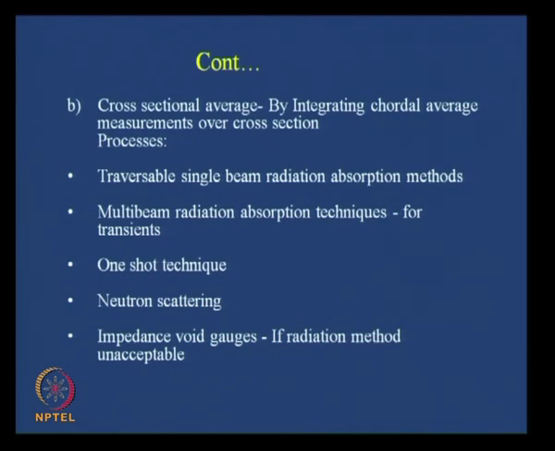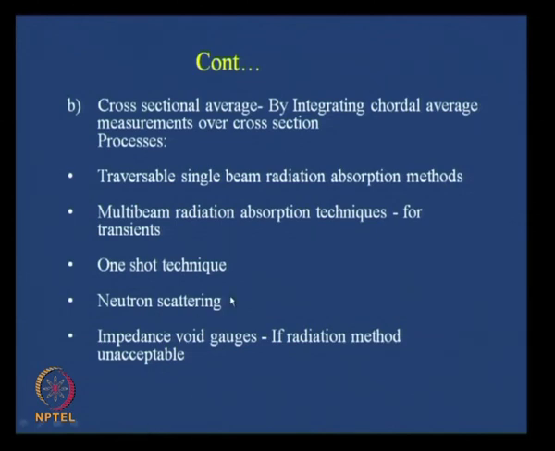Next is the cross sectional average void fraction. I have already discussed the different ways by which we can obtain the cross sectional average. It can be either by radiation absorption or by impedance techniques. We have to integrate chordal average measurements over the cross section, and I have already told you the different methods. Either we can traverse a single beam radiation or use a multi-beam radiation at one time. Multi-beam radiation is useful for transient measurements, or the one shot technique I mentioned, where a large source can be used with special collimators.